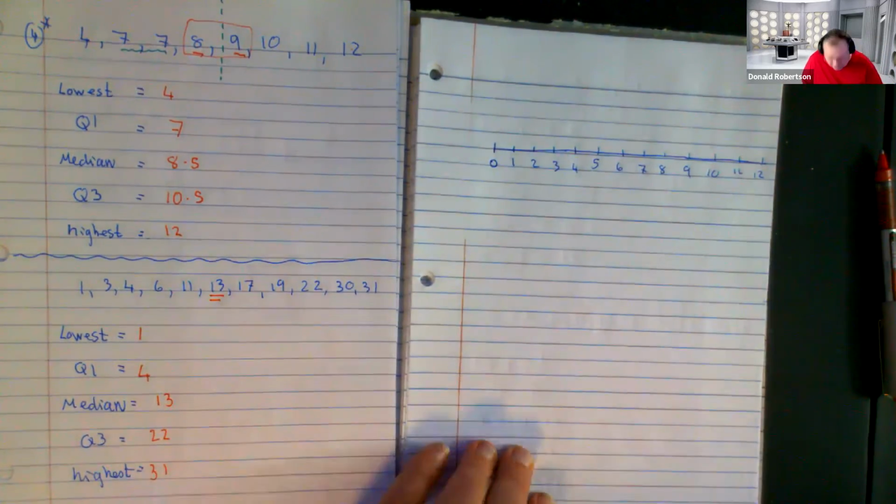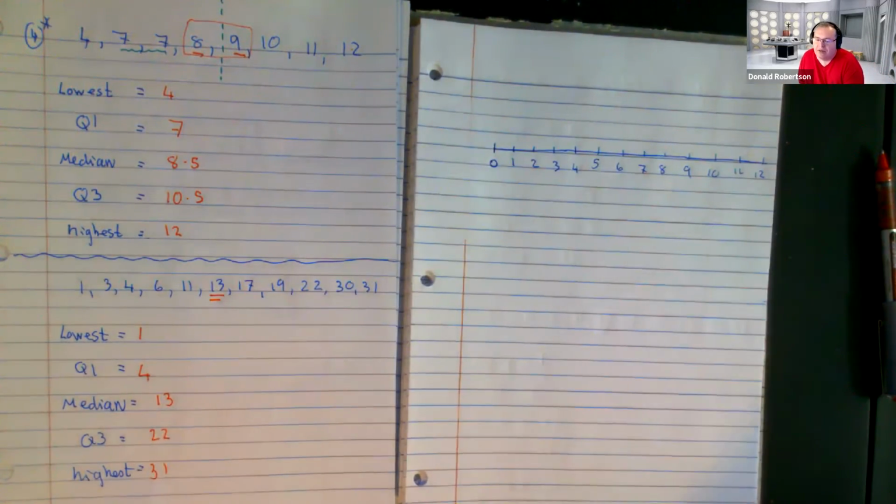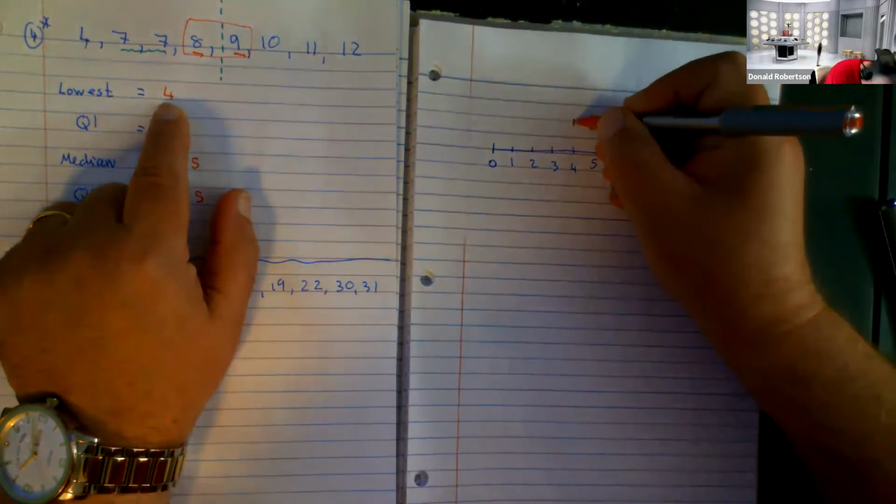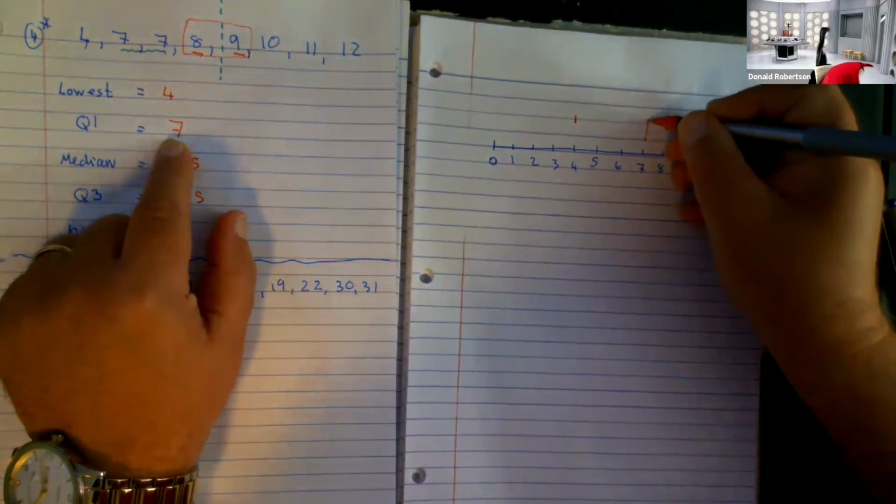So you draw essentially a ruler, and that ruler has equal spaces, right? Each one in this case is worth 1. Then you go and you find the smallest number, which is 4, and you make a tiny little mark that looks like that. And then you go to Q1, which is 7, which is here, and you make a mark that's twice as long, right? 2 boxes wide.